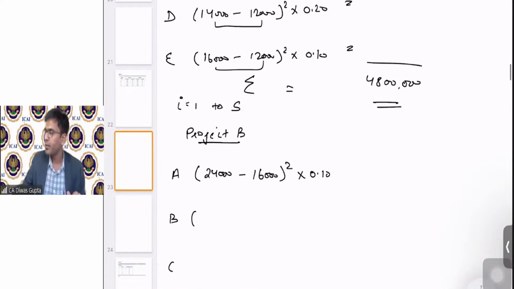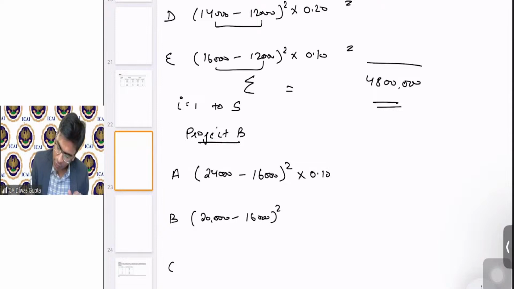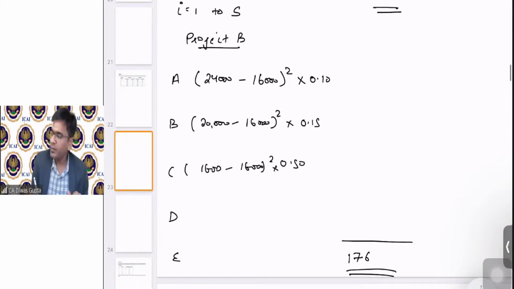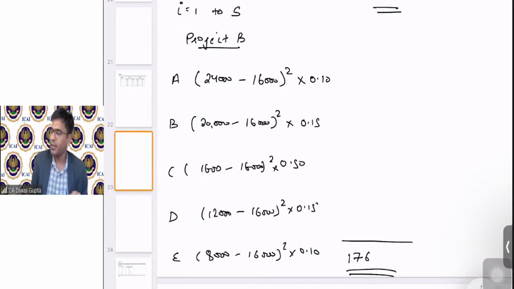Then next is 20,000 minus 16,000 raised to the power 2. What is the probability? 15%. Then next observation is 16,000 minus 16,000 raised to the power 2. What is the probability? 50%. D part, 12,000 minus 16,000 raised to the power 2. What is the probability? 15%. Then 8,000 minus 16,000 raised to the power 2. What is the probability? 10%. So the total comes as 1 crore 76 lakhs.